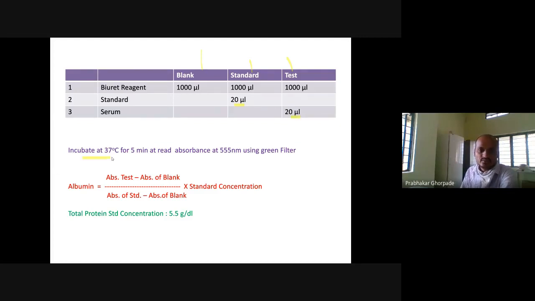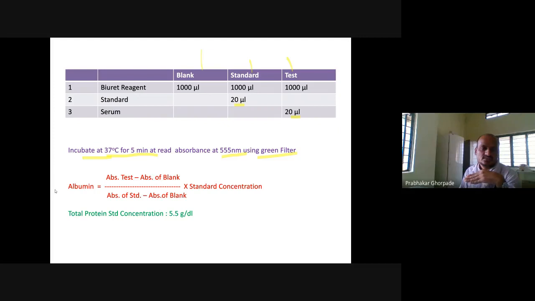Then we have to incubate. So some tests require the incubation. So this test requires 37 degrees Celsius for 5 minutes, and then we have to read it at 555 nanometer using the green filter.